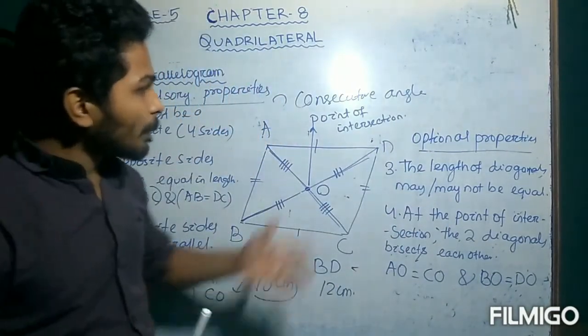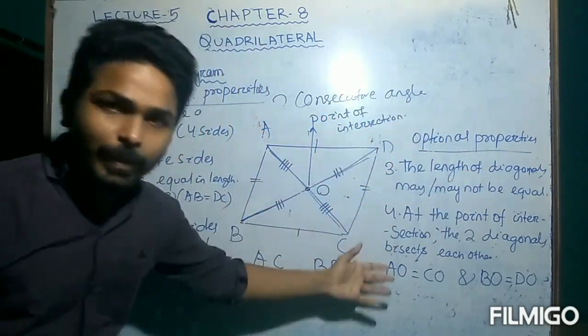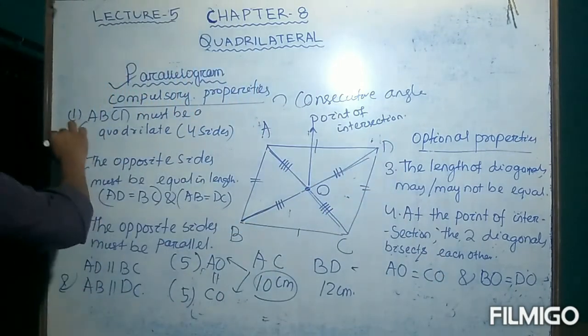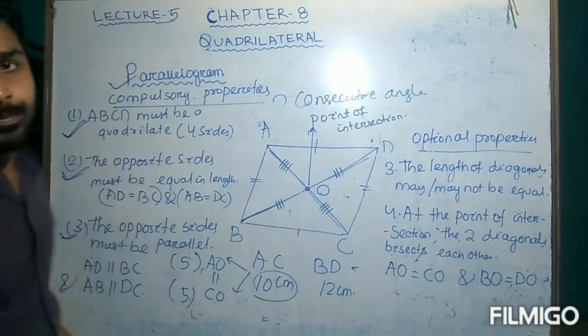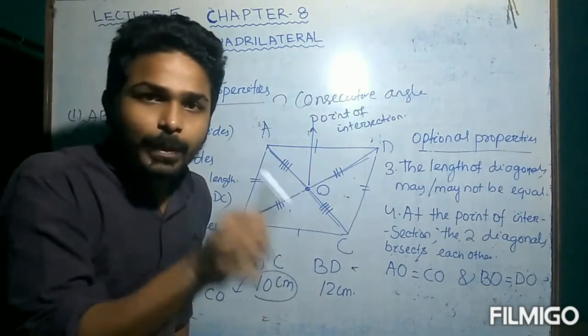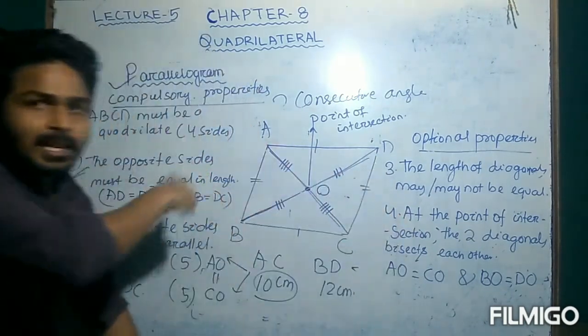So all these properties of a parallelogram are the most important optional properties, and you have to remember them. But the most important things are these three compulsory properties. Without satisfying these three conditions, a quadrilateral can never be a parallelogram. The others may be followed or not followed, but these three are the most important.